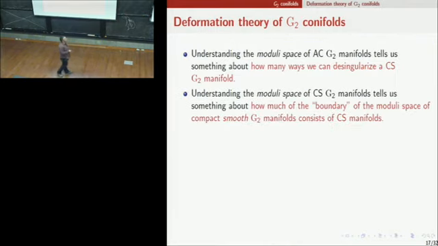And if you know something about the moduli space of CS G2 manifolds, this would tell you something about how much of the boundary of the compact smooth moduli space would consist of these things. Because I'm showing you that they should be on the boundary. And if we can show that if you have one, then it moves in a big family, then that might sweep out most of the boundary.